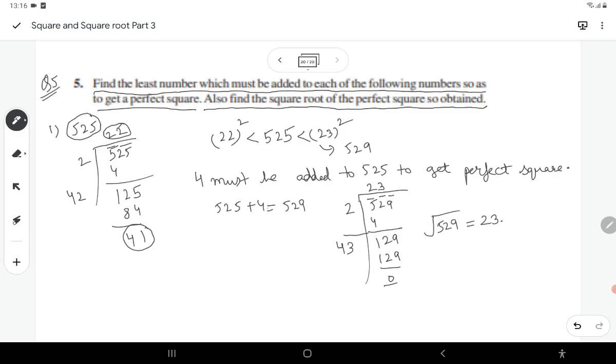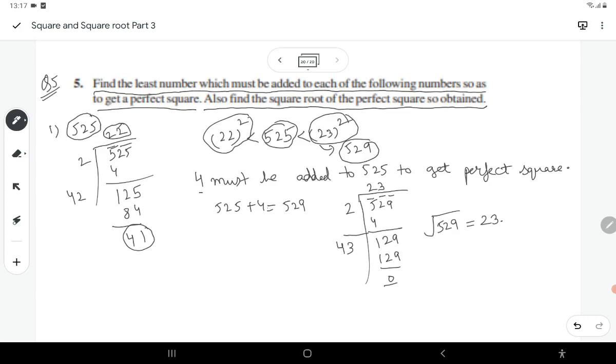So we have to add something. So we know that 22 square is less than 525 is less than 23 square. So the next square is 23 square, which is perfect. So 23 square comes out to be equal to 529.